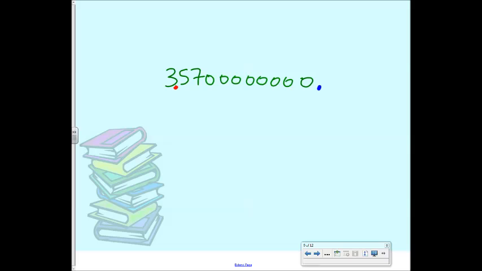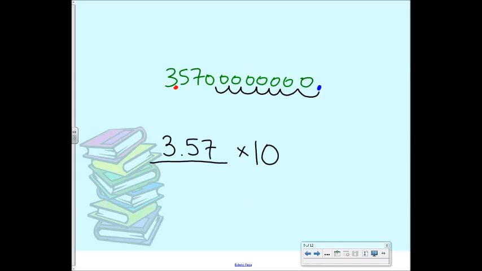And then to figure out my exponent, I just figure out how many times I move it. So first things first, what's my number in the first spot of scientific notation in this case? 3.57. Then it's going to be times 10 to the something. Now we just have to figure out the something. So I count 1, 2, 3, 4, 5, 6, 7, 8, 9, 10. Okay, so 3.57 times 10 to the 10th, because I moved it 10 times.